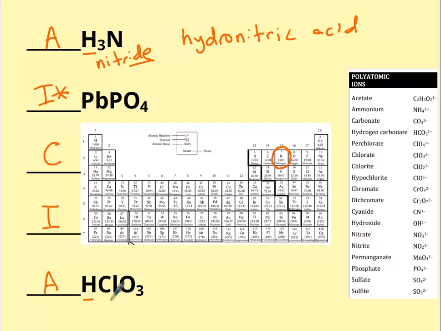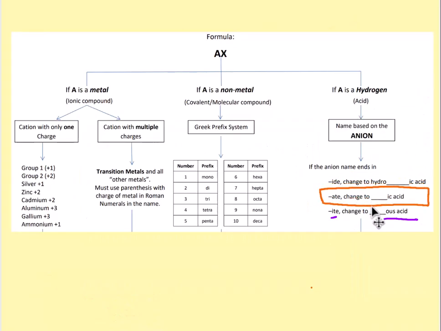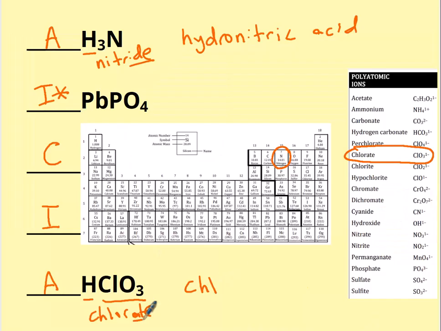And then the bottom one's an acid, so I'm looking at the bottom and it's ClO3. So that's chlorate. ATE should go to ic acid. Notice there's no hydro in front, just ic acid. So I'm going to write everything except the ATE. And then I'm going to change it to ic acid.